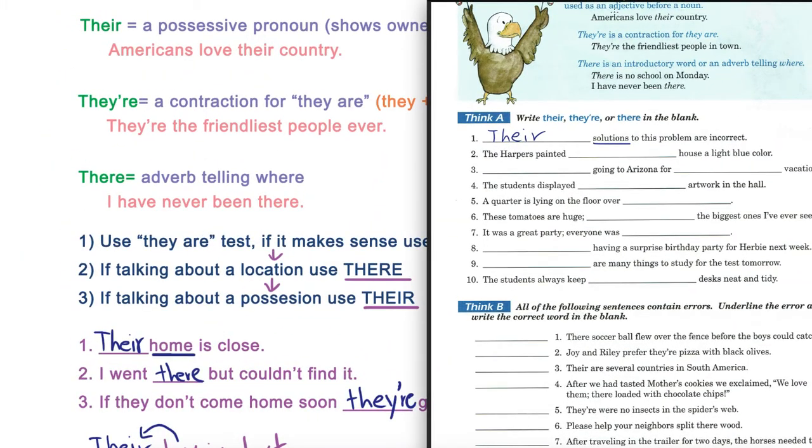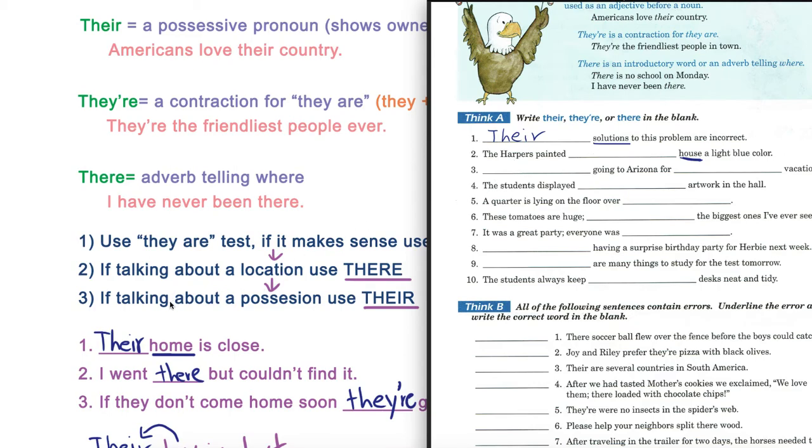All right. Okay, let's do number two. The Harpers painted blank house a light blue color. So the Harpers painted they are house a light blue color. No, it doesn't make sense. The next step, is it talking about location? Is it talking about a place? It is talking about a place, but a house is a place, and the sentence is already talking about a place, so it's probably not that there.